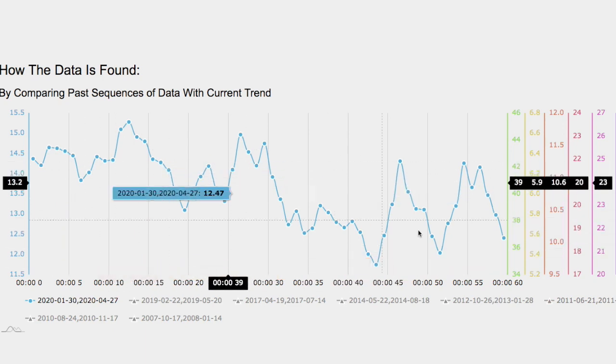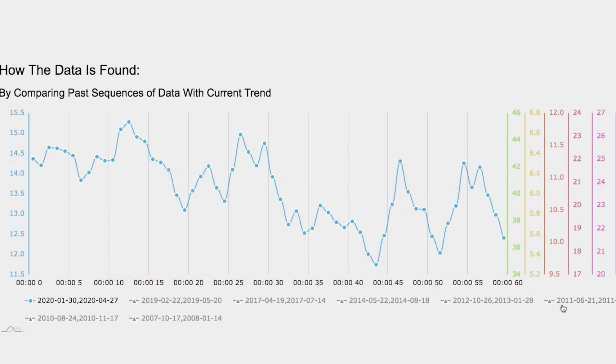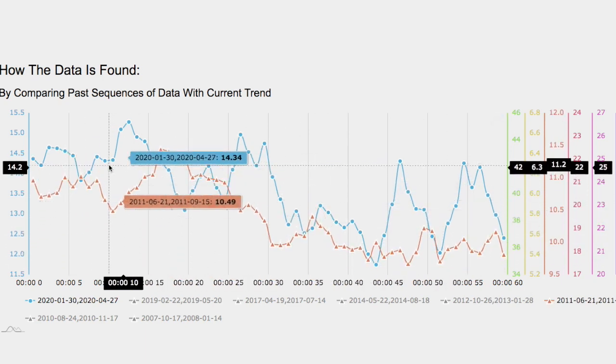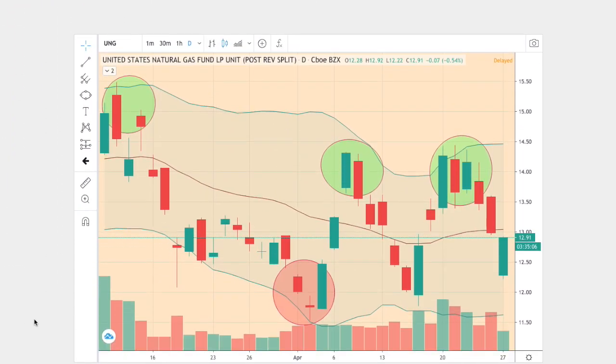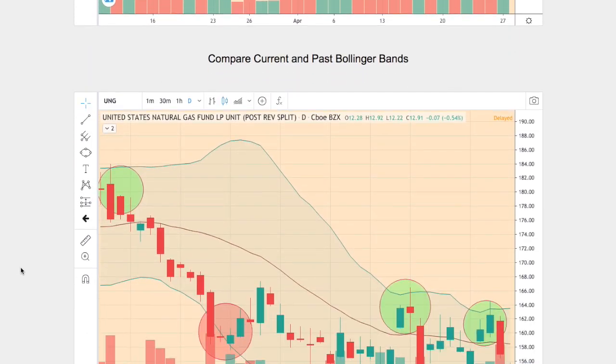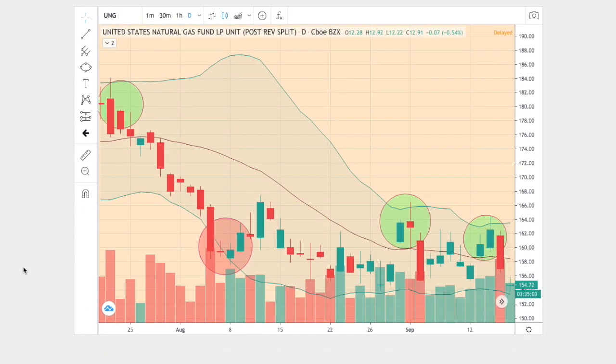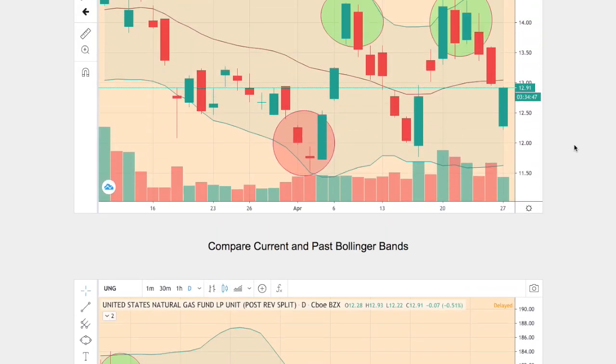Right here on the blue line, we have our current trend, and overlapping it is the trend that I believe is the best match. The trend right here is the current trend, and below is the trend that I compared it to be the best match. And this trend dates back to June 21st, 2011 to September 15, 2011. So let's compare the two trends.